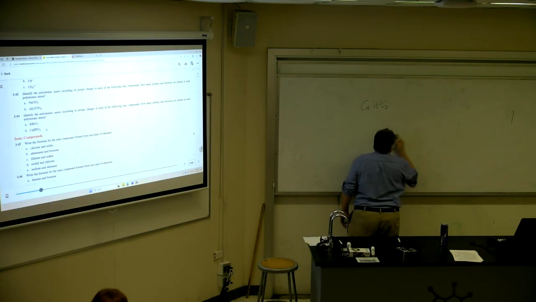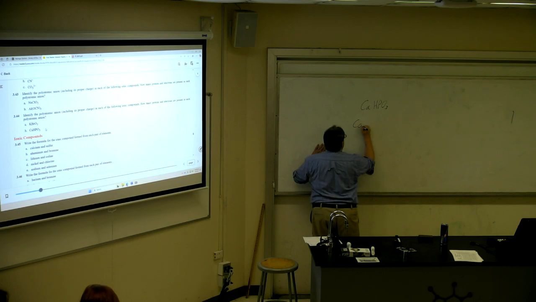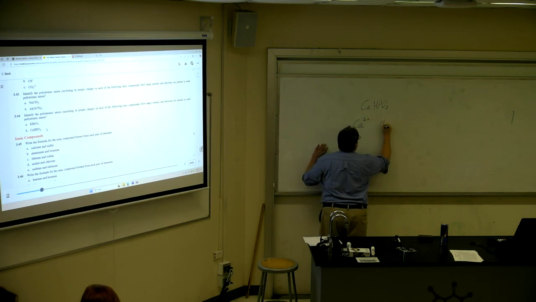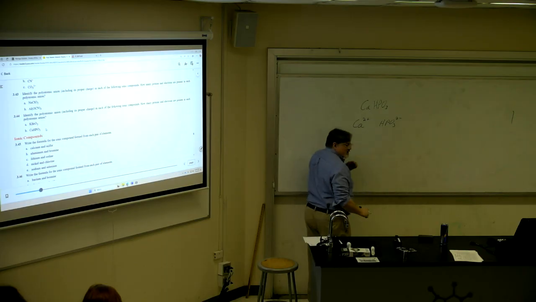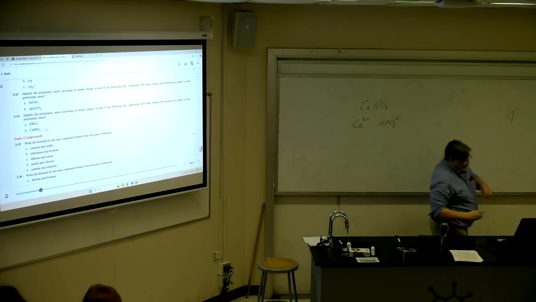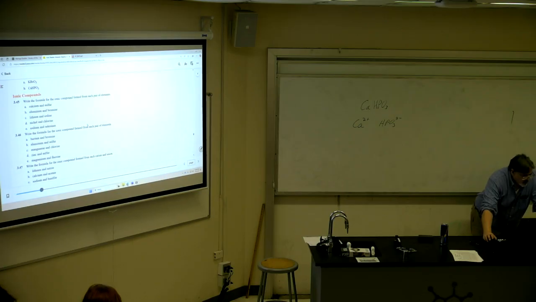HPO3. So you can infer charges from the charges you know, if I split those out. So this has to be a 2 negative polyatomic ion.